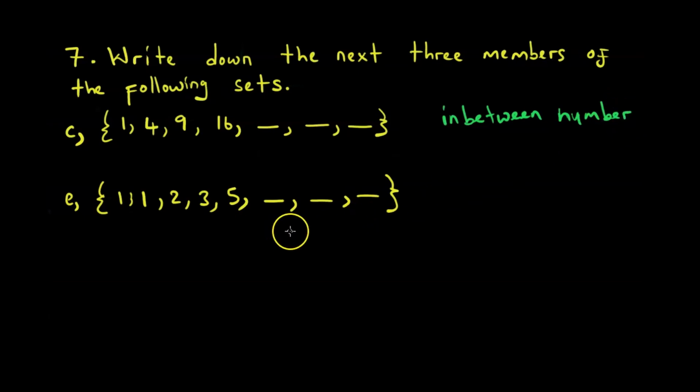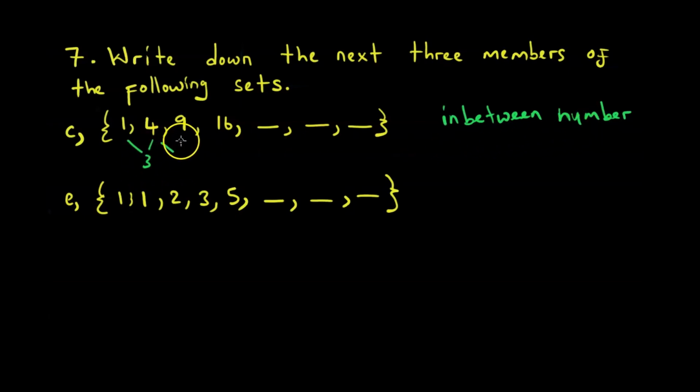When you want to find the in-between number, what we do is we say 4 minus 1. 4 minus 1 is 3. So here we have 3. So the way we look at it, 4 minus 1 we get 3. If we say 1 plus 3 we get 4. So 3 is the number in between, the in-between number.